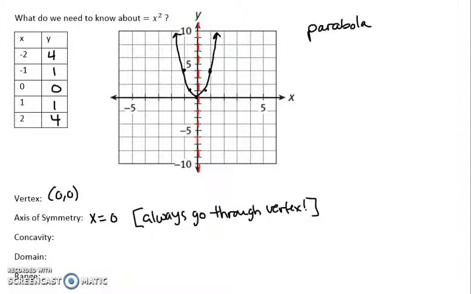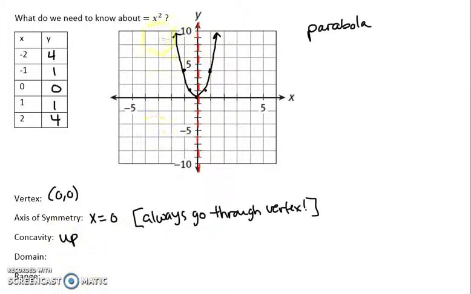So if you know where your vertex is, your axis of symmetry is always going to be x equals whatever the x coordinate here is. Concavity. This just means which way does it open. Does it open up like a smiley face? Does it open down like a frowny face? So the concavity here is going to be concave up.